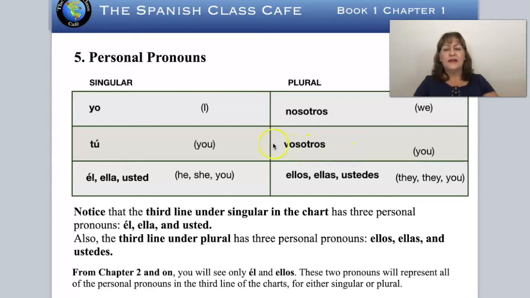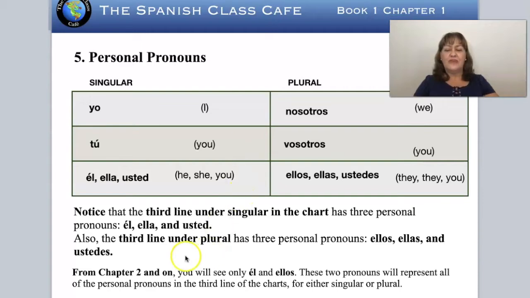Now let's practice a little bit the pronunciation of the pronouns, and maybe you can repeat after me. Yo, tú, él, ella, usted, nosotros, vosotros, ellos, ellas, ustedes.